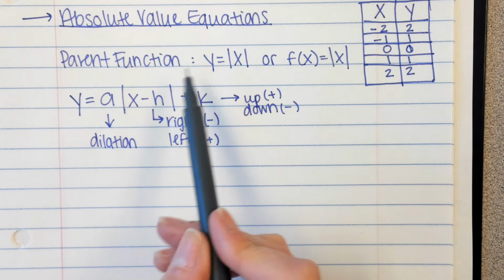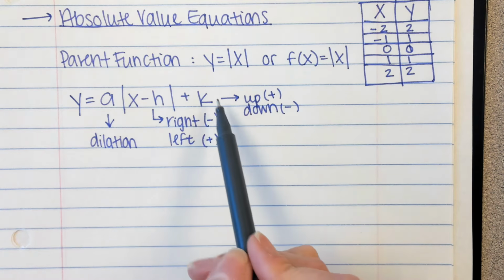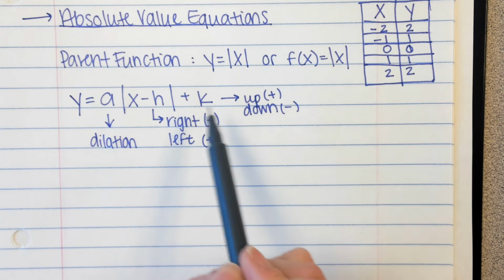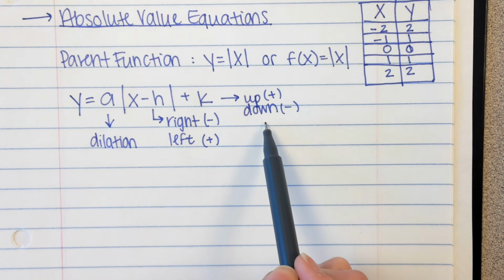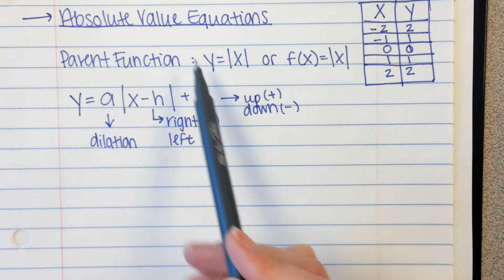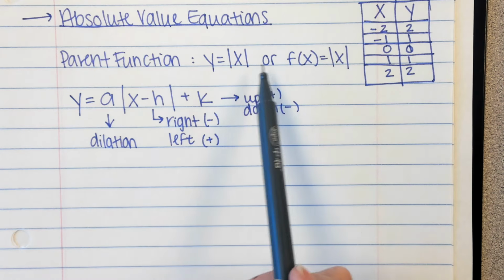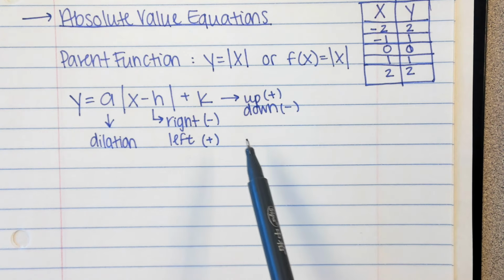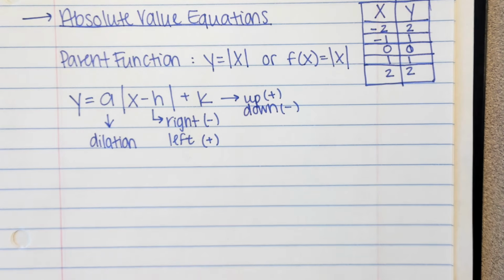You can also have a number added or subtracted out on the end. If you have a positive number, you're going to move it up. If you have a negative number, you're going to move down. So you're taking that basic V shape that we looked at for the parent function, and you're just moving it around on the graph. Now, in your Math Excel work, you're going to have a couple different types of problems.